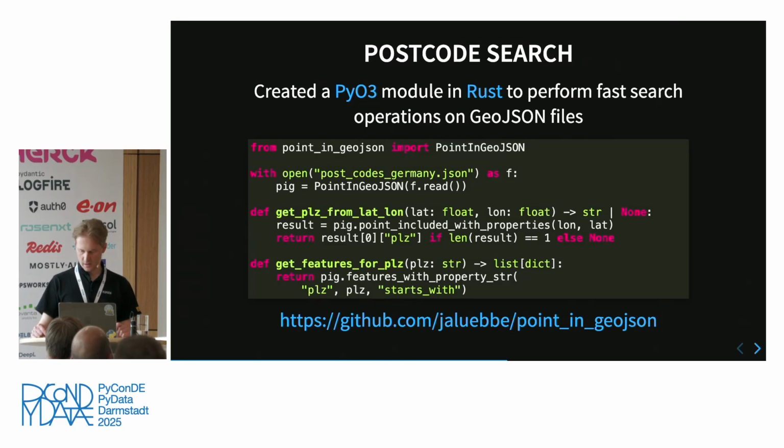To address this, I created a Python module in Rust using PyO3 to accelerate this search. The main challenge for me was, as I'm not a native Rust programmer, that most tutorials did not contain an example where you create an object once and then reuse it several times to call some operations on that. And now, as I implemented it here, I'm opening the quite large GeoJSON file. It's about 30 megabytes.